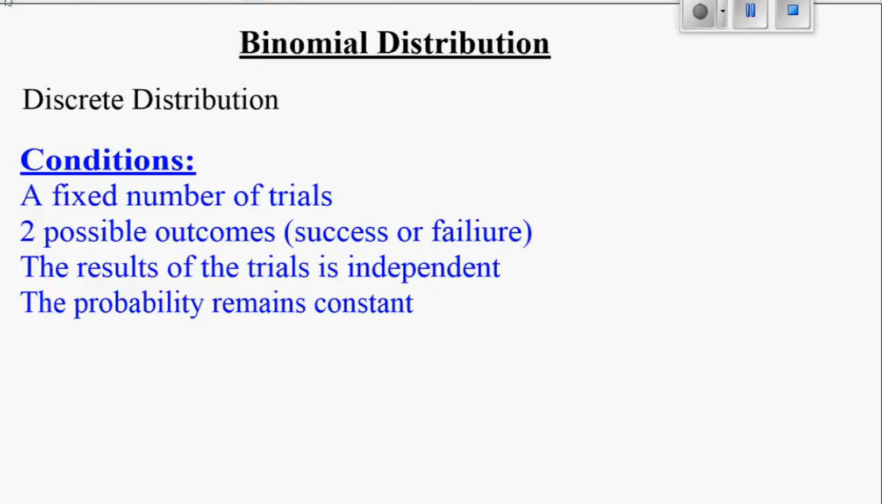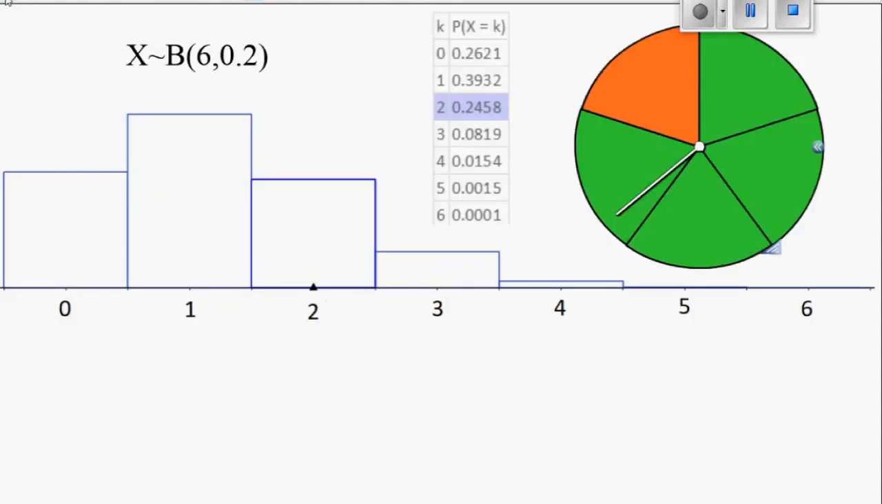So if it's something like shooting at a goal, then it might be the case that if I shoot more and more at the goal, if I score a goal once, I might be more likely to score a goal the next time. That wouldn't be a binomial distribution because it's not independent. So it must be independent. It must be the case that the next result is unaffected by any of the previous results, and the probability must remain constant. So I can't have one spinner where the probability is a fifth, and then another spinner where the probability is a 12th. That wouldn't be a binomial distribution. We must have the same probabilities all the way through.